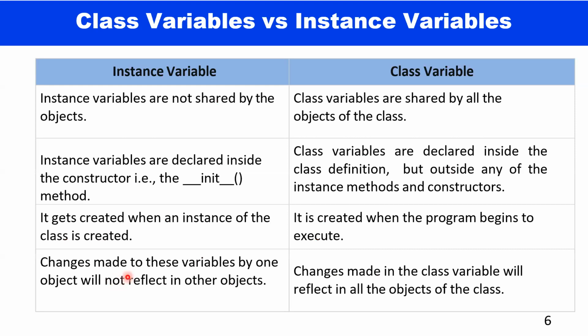And the changes made to the instance variables by one object will not reflect for other objects. On the other hand, if we change the value of the class variable, changes made to the class variable will reflect in all the objects of the class. So these are the differences between the instance variables and class variables. Instance variables are specific to each object. On the other hand, class variables are shared by all the objects of the class.